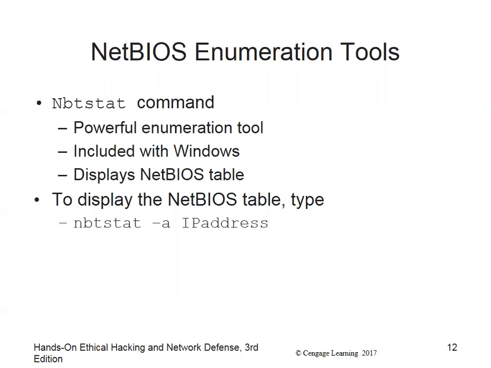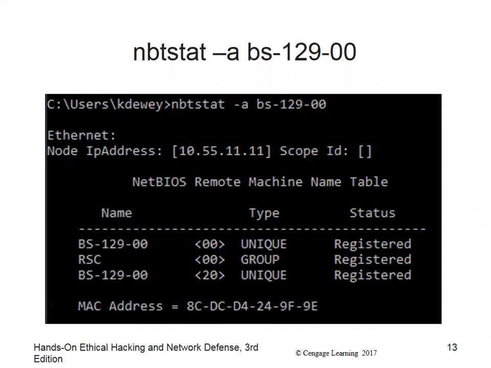Okay, NBTSTAT, which I'm going to give you an example of here. It's an enumeration tool for Windows, and there's how you use it, and here's what it looks like. I did that one this morning on the machine next door, and this is what it returned. It basically told me the IP address and the services available on it. So we got 00 and 20. The 20 is a server service.